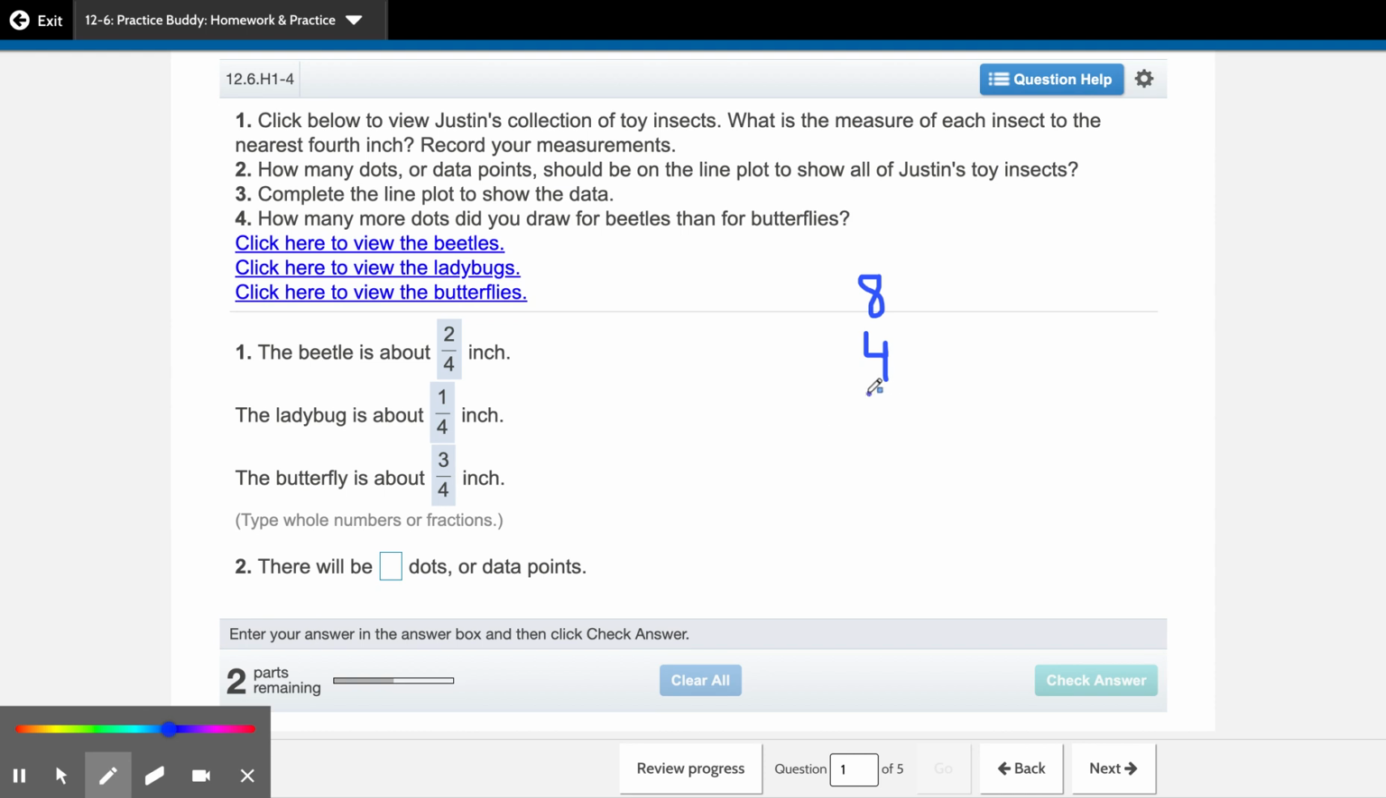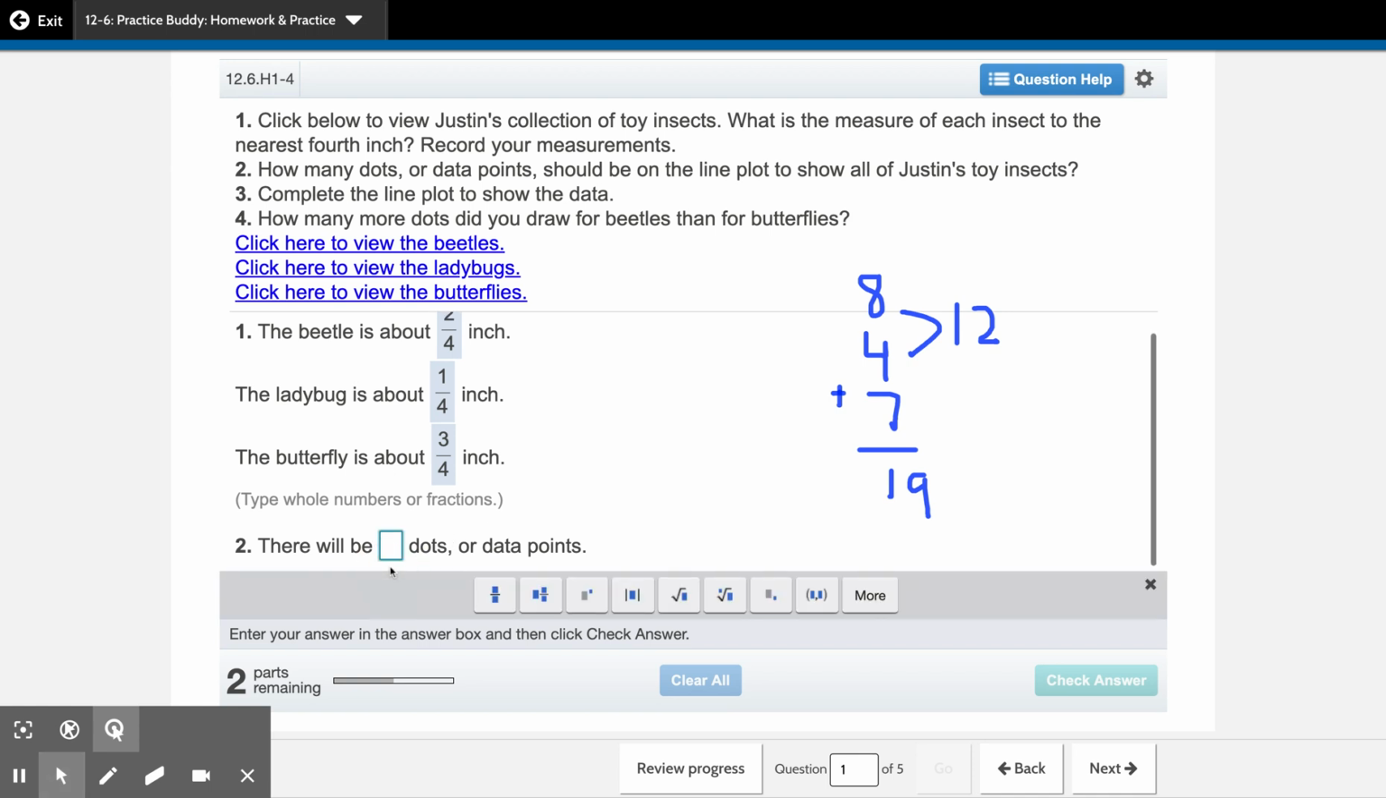So then what I'm going to do is I'm going to add these 3 numbers together to find out how many total insects there are. 8 plus 4 equals 12, and 12 plus 7 equals 19. So my answer here would be 19.